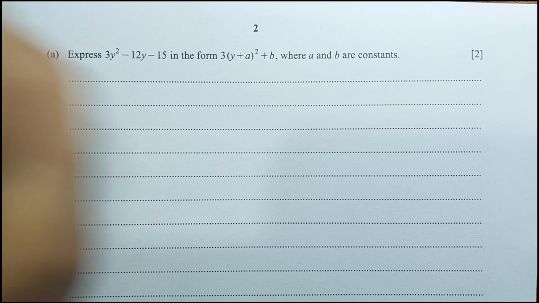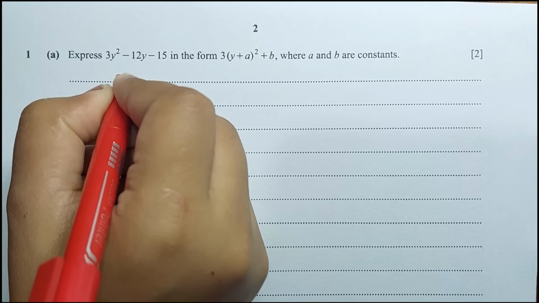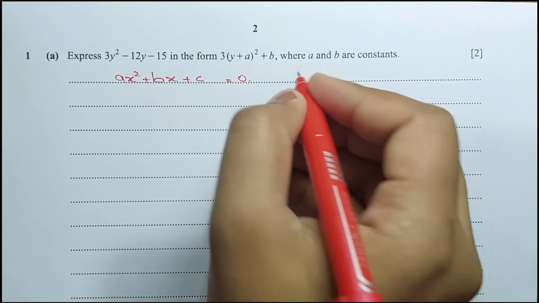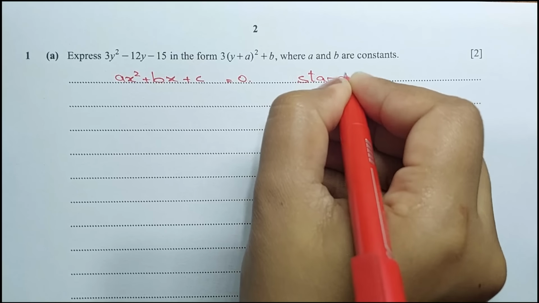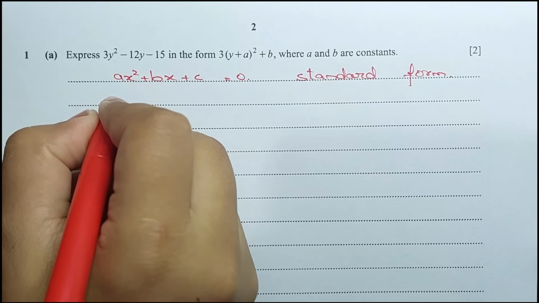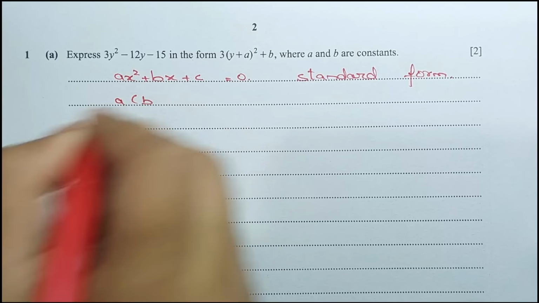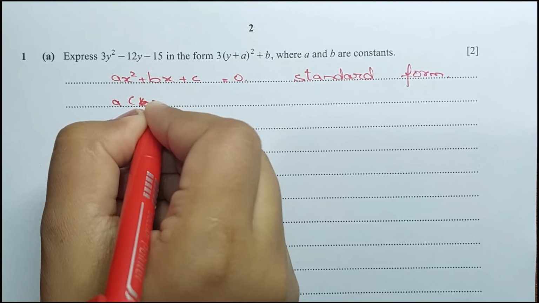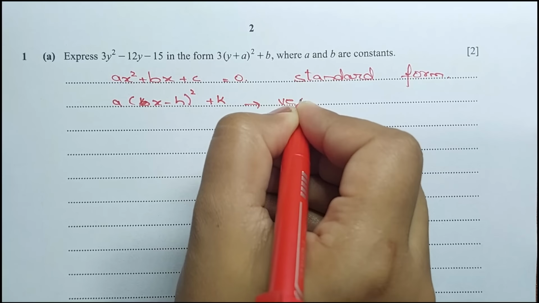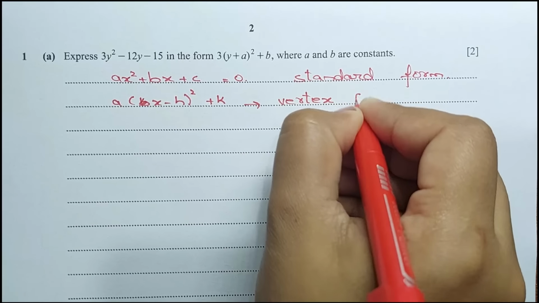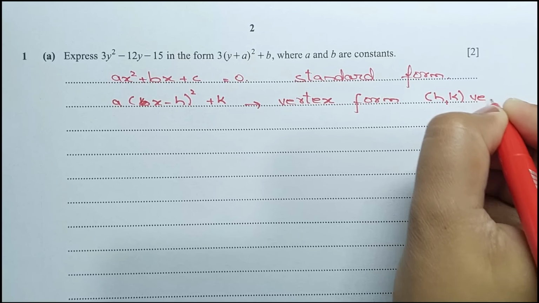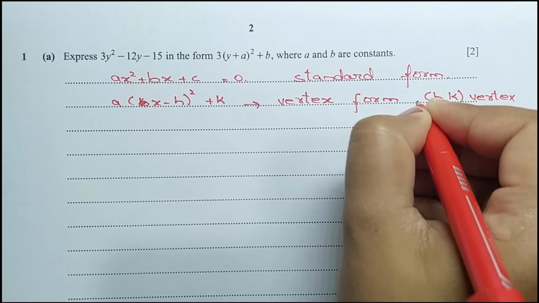So let me write down the standard form of a quadratic equation, which is ax square plus bx plus c equals 0. This is my standard form of a quadratic equation, and the vertex form is a into (x minus h) whole square plus k. This is my vertex form, where h and k is the vertex. This is the vertex. All right.